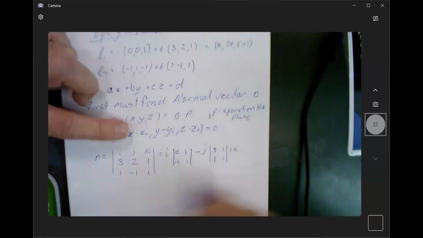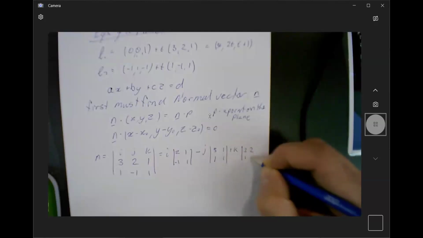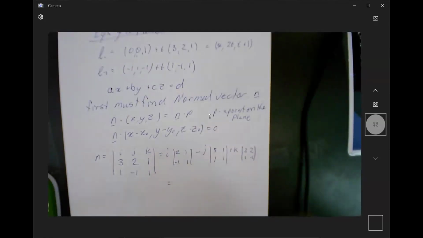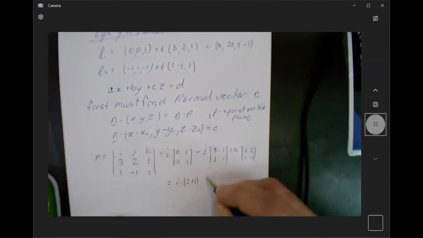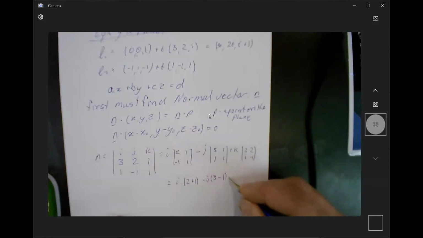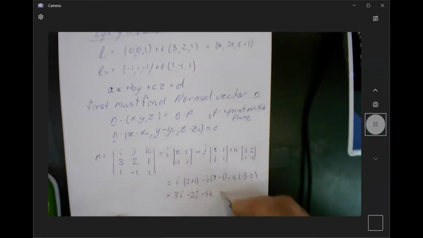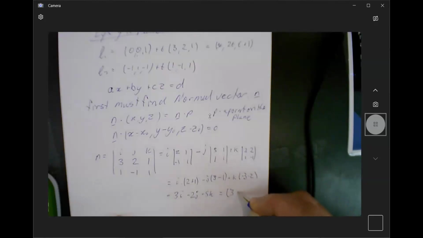You notice when I'm expanding the determinant, alternating signs. And so 3, 2, 1, minus 1. This should be i times 2 plus 1, minus j times 3 minus 1, plus k times minus 3 minus 2. It's going to be 3i minus 2j minus 5k, or the vector (3, minus 2, minus 5).